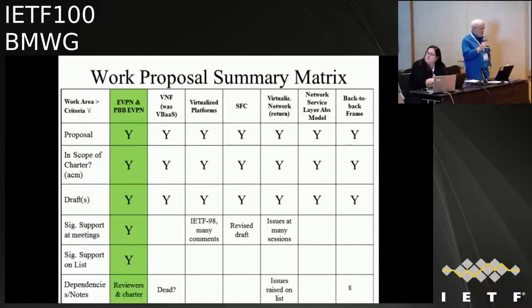Whether there's a proposal written up for it, whether it's in the scope of the charter, we make the call on that ourselves. And then get feedback from our AD, whether there's a draft that supports the proposal, whether we've seen significant support at meetings and on the list, and whether there's any dependencies and other notes. So everything here we have covered for that, and we've had the adoption call on the list, and I believe that was successful. And so the last thing we need there is a version of it that actually takes on the working group file name, but that's something we'll be working toward.